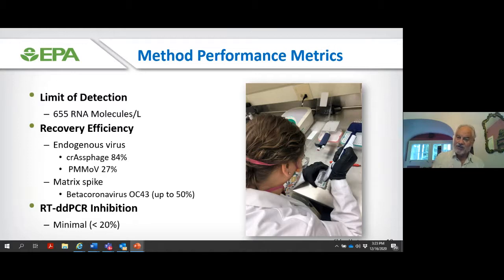That one we get a very good recovery out of. The other organism there, the PMMOV, that's the pepper mild mottle virus, which is, interestingly, a pepper virus. It infects peppers, so it's not a human virus. It's not endemic to humans because of any association with our own microbiome, like the crAssphage.